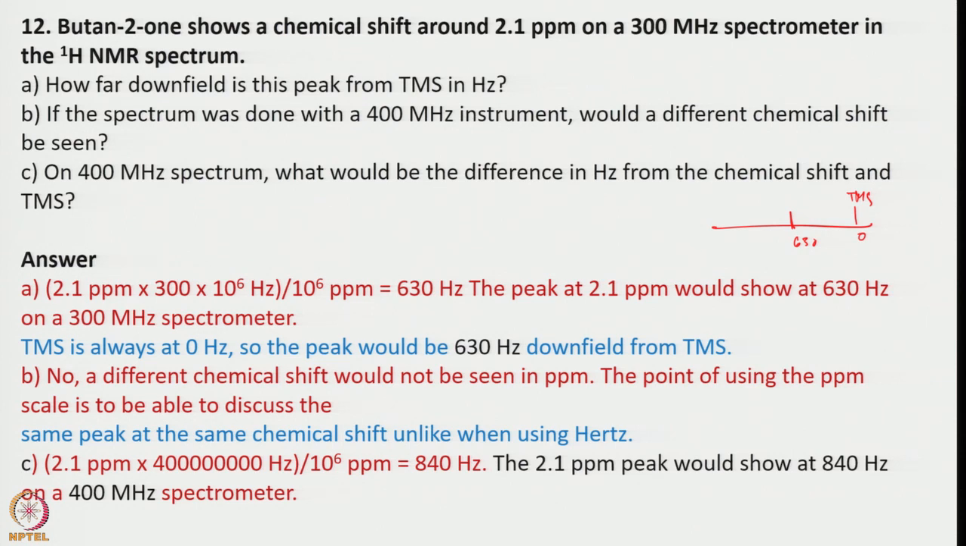Simply multiply 2.1 PPM with 400, so you get 840 hertz. That means on a 400 megahertz instrument, the chemical shift will appear at 840 hertz. And again, if you divide 840 hertz by 400, you get back your 2.1. So this itself shows how chemical shift, when measured in PPM, is independent of magnetic field strength. Just to show this fact, I have taken this example here.